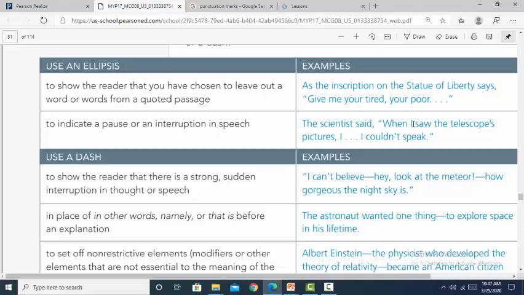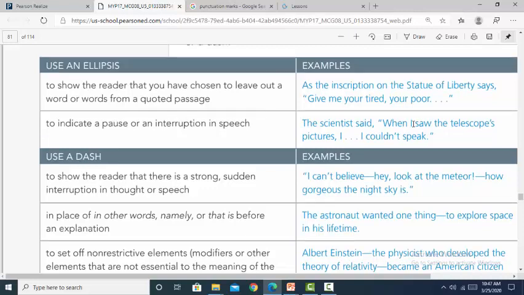And number two, to indicate a pause or an interruption in speech. Like the scientist said, "When I saw the telescope pictures, I couldn't speak." So how many dots do we have here? One, two, three. We have three marks because this is within the sentence, not at the end of the sentence. Okay, this is the usage of an ellipsis.